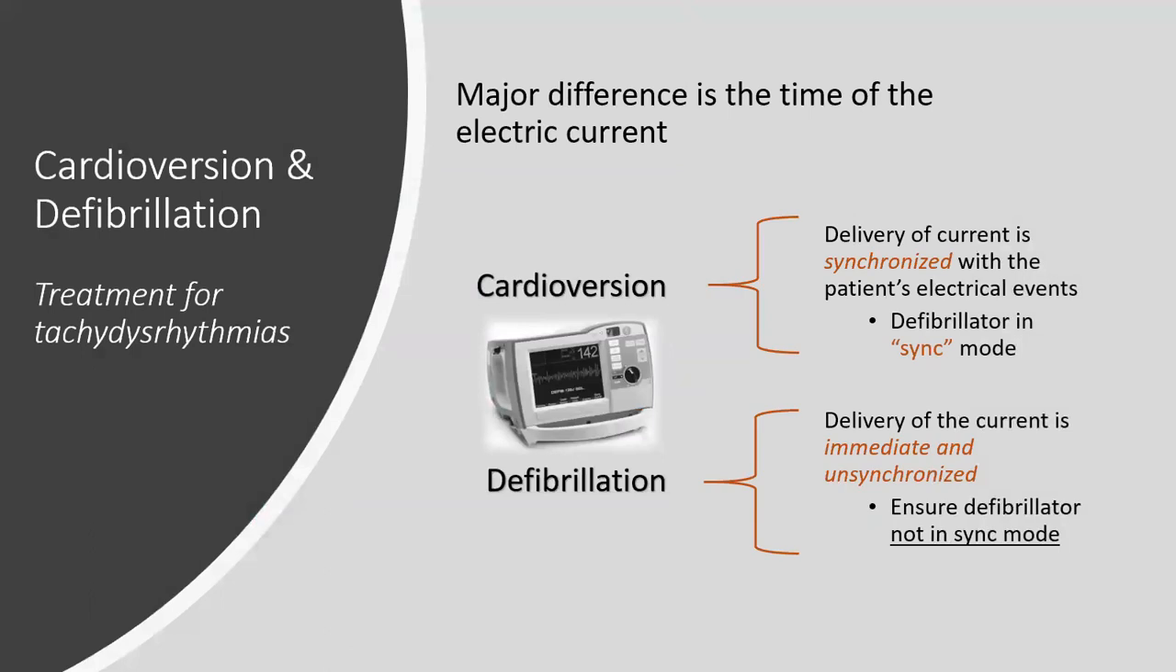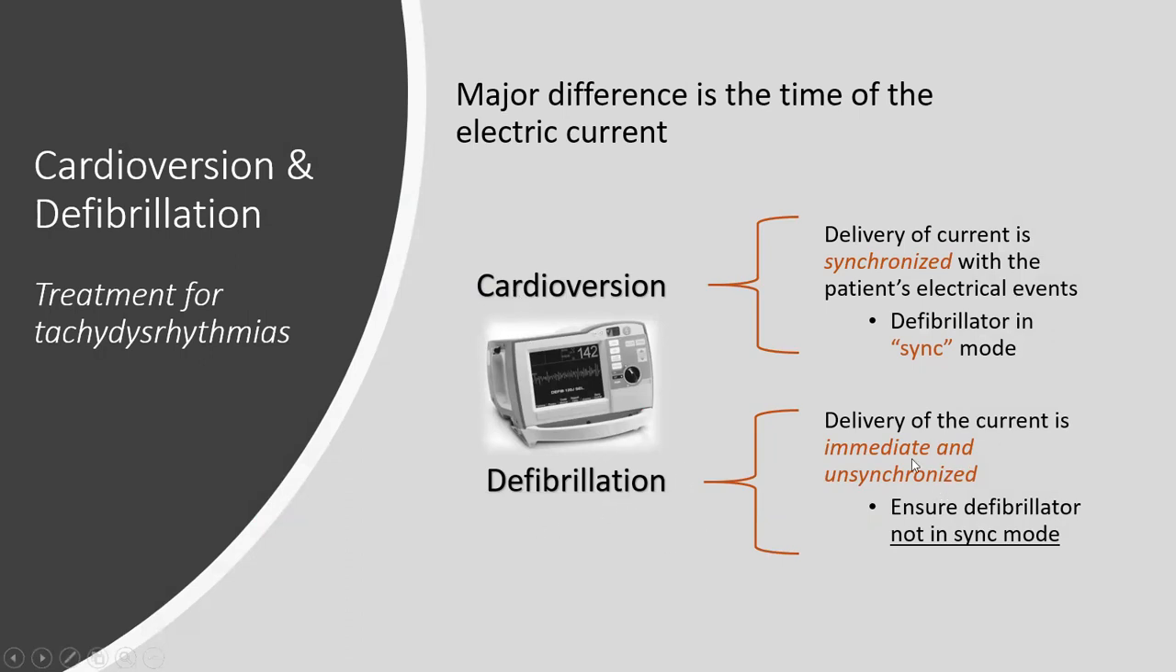So we're going back to our cardioversions and defibrillations. This is treatment for our tachydysrhythmias. The major difference is in the timing of the electrical current. This is a Zoll here, and you can use the Zoll to do both cardioversion as well as defib. In cardioversion, delivery of the current is synchronized with the patient's electrical events. So it's defib in sync mode. We can use this for things like AFib, A-flutter, or SVT.